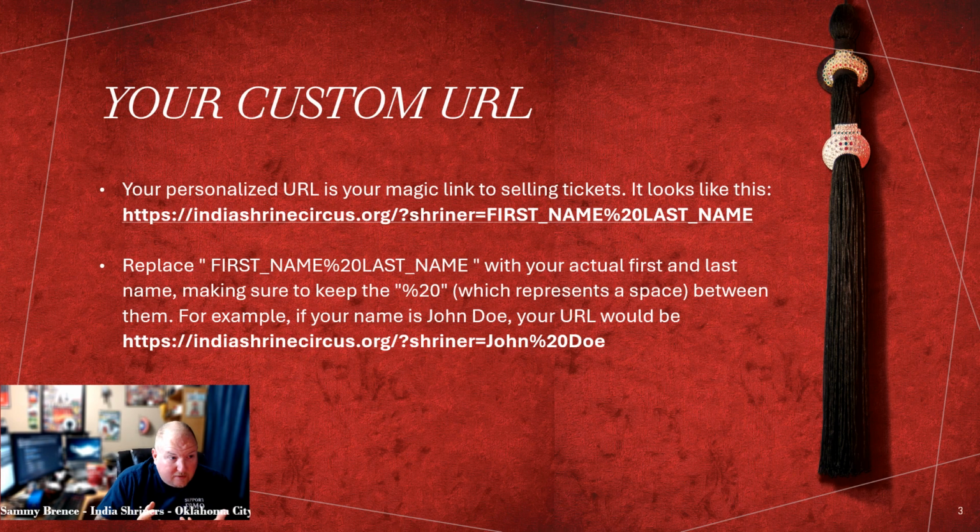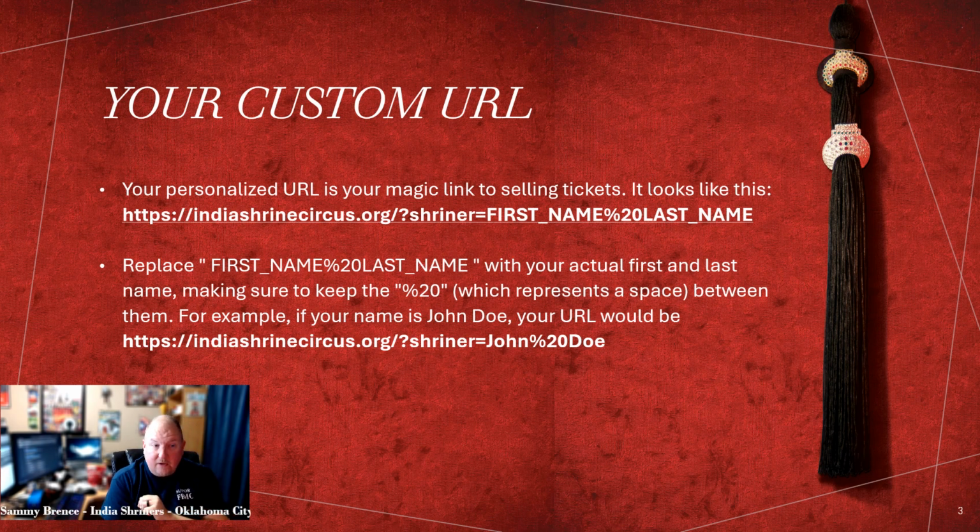So first things first, your custom URL. Super simple as long as you're just a little bit website savvy. It'll be our website, which is indiashrinecircus.org, O-R-G. Yes, I know that a lot of our flyers and a lot of our information that's out there will say .com, and that's fine. Let it be. If somebody goes to the .com, it'll still work. It'll still transpose over. But for this year, us as Shriners, we will be showing the .org.